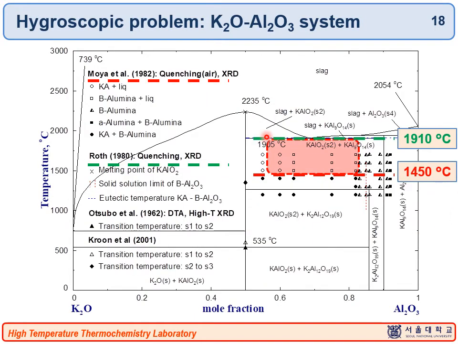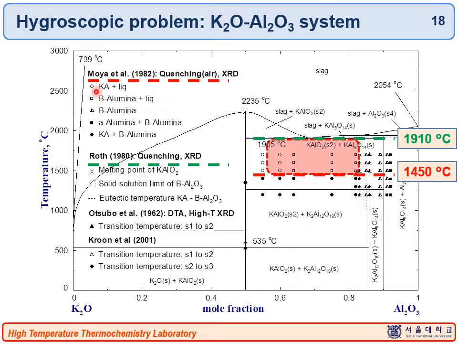Next challenge is the hygroscopic problem. Many alkali oxides, fluorides, and P2O5 can easily react with water and form hydroxide. This can induce mistakes in the phase diagram study. So for example, this is the K2O-Al2O3 binary system here, and two groups of people reported a completely different melting temperature in the high Al2O3 region.